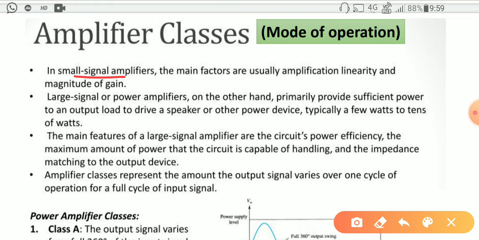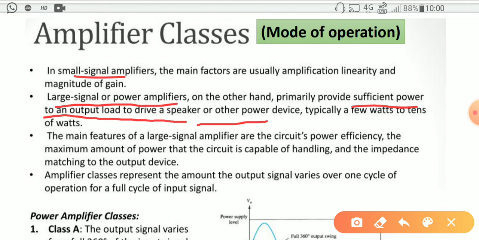But if you consider a large signal or power amplifier, the primary motto is that you should design that kind of amplifier where sufficient power can be delivered to the output load or driver. It may be a speaker or a power device. And in that case, the power output can be a few watts up to 10 watts. The main features of a large signal amplifier are circuit power efficiency, the maximum amount of power that the circuit is capable of handling, and impedance matching to the output device.